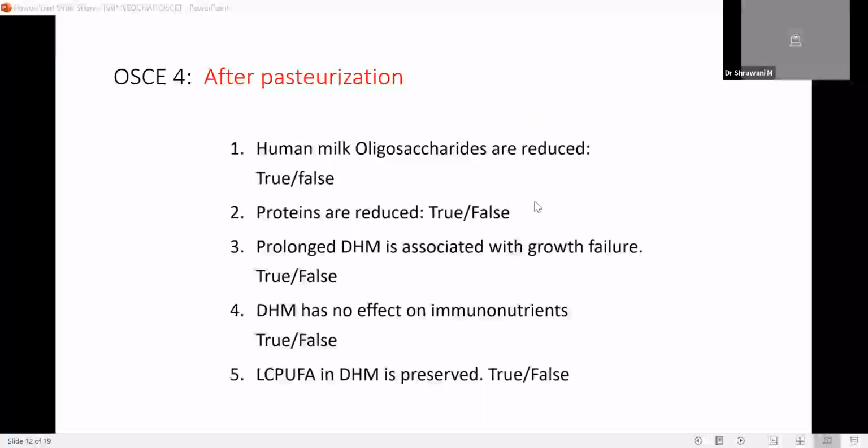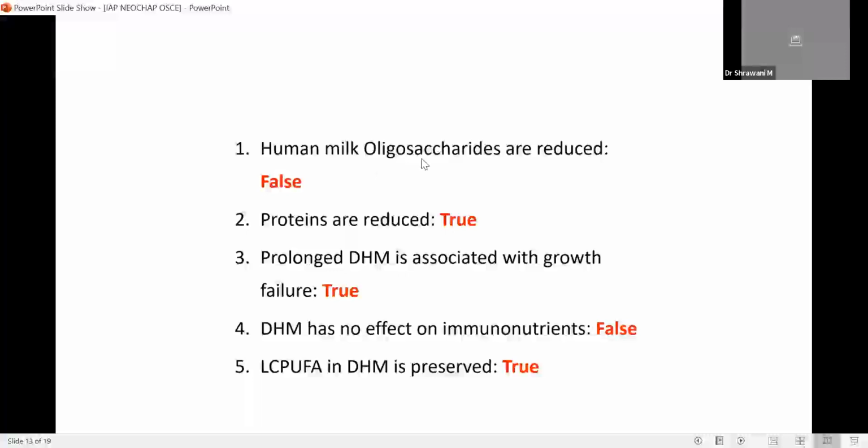You can see the answer now. After pasteurization, human milk oligosaccharides are reduced: it is false, they are preserved. Proteins are reduced, yes, and prolonged DHM is associated with growth failure, which is true. DHM has no effect on immunonutrients is false. Long chain polyunsaturated fatty acids in DHM are preserved, which is true. So proteins are reduced, whereas oligosaccharides and long chain polyunsaturated fatty acids are preserved.